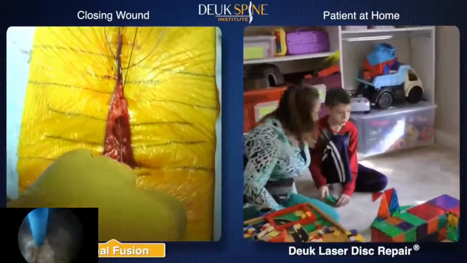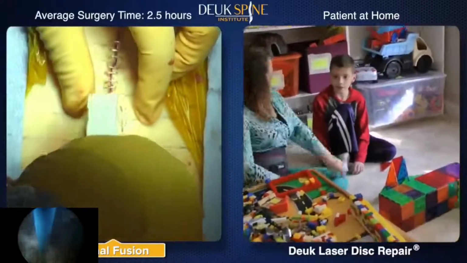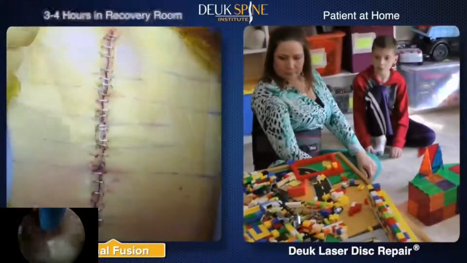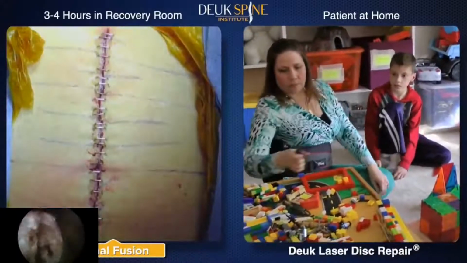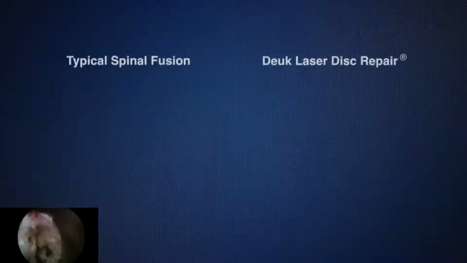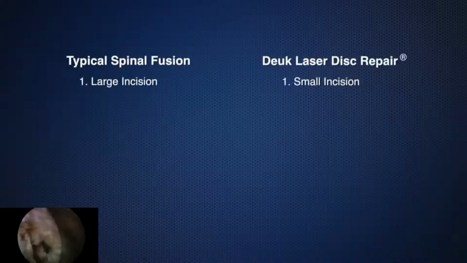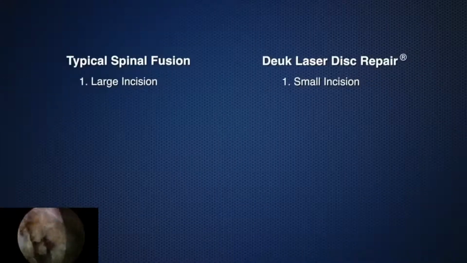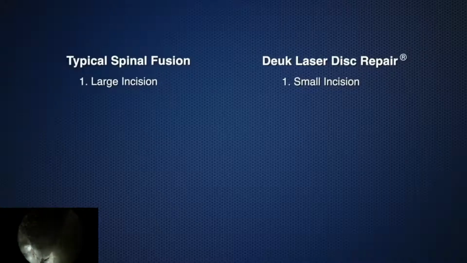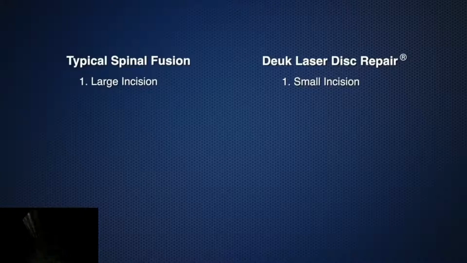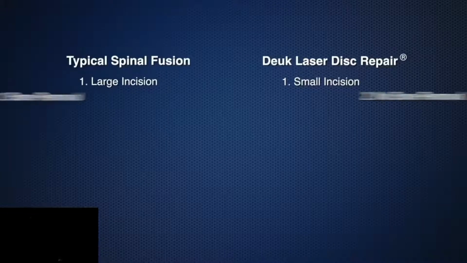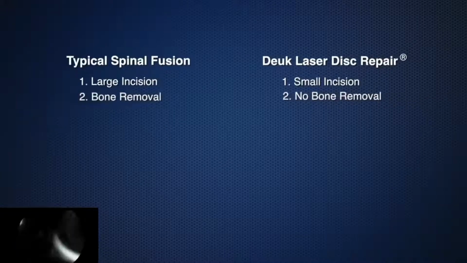Average surgery time of a traditional 2-level fusion is 2.5 hours, with an additional 3 to 4 hours in the recovery room. As we've seen, in comparison, a spinal fusion requires a much larger incision and results in a significant amount of scar tissue. The Deuk laser disc repair's 1/2 inch incision leaves no scar tissue around the spine or nerves. A large amount of bone is removed with a spinal fusion.